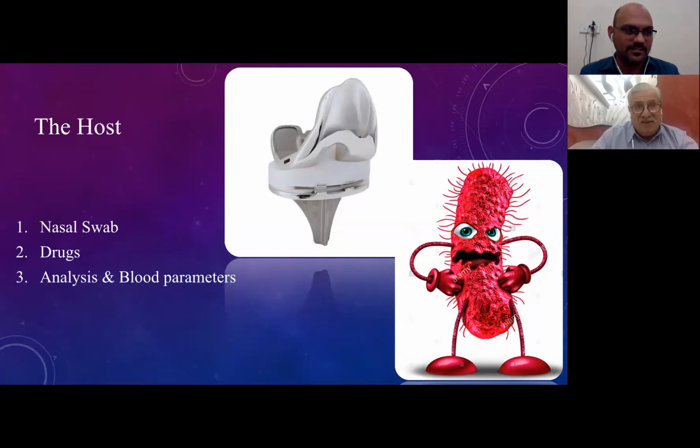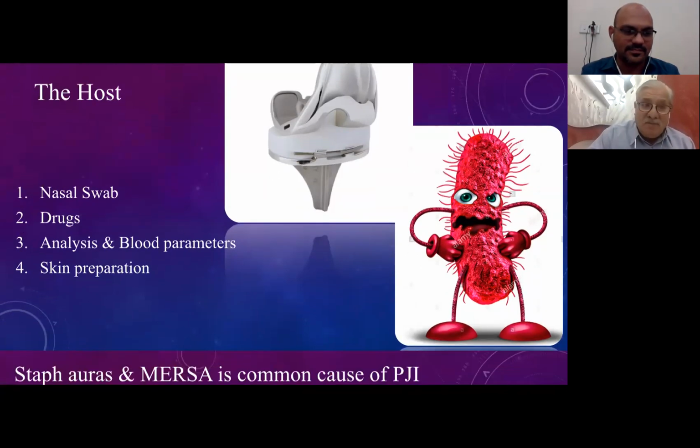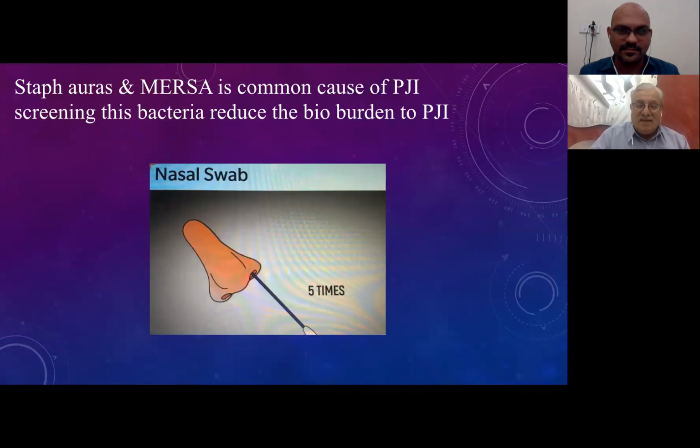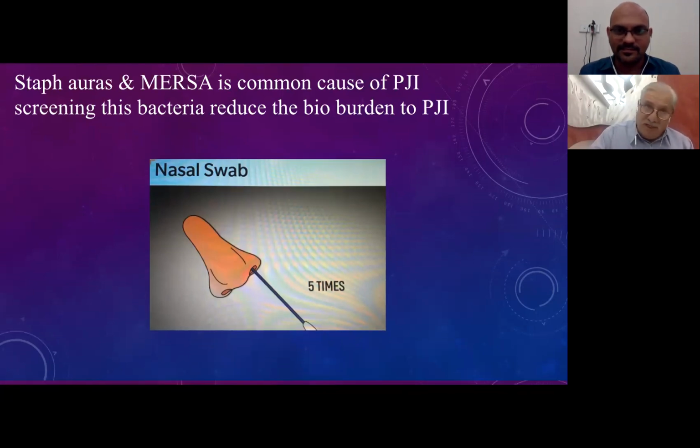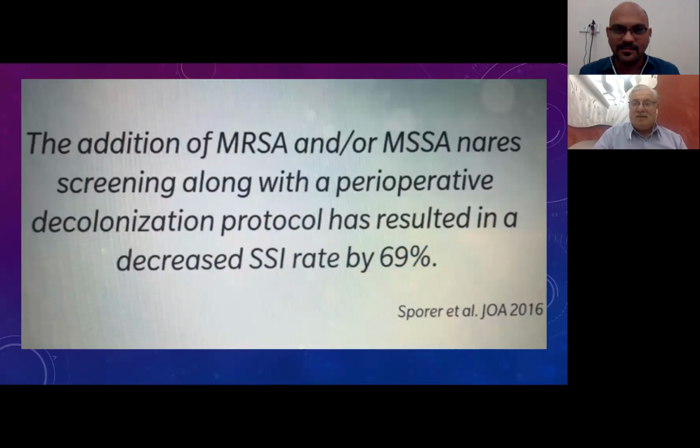Then the disease which was analyzed by blood parameters. Then we talked about the skin preparation. We concentrated at that time on the nasal swab, because Staph aureus and MRSA are common causes of PJI, and about 25% are present in the nasal swab. And we documented that adding MRSA and MSSA screening preoperatively will result in decreased SSI by 70% by simple screening of the organism by swab.